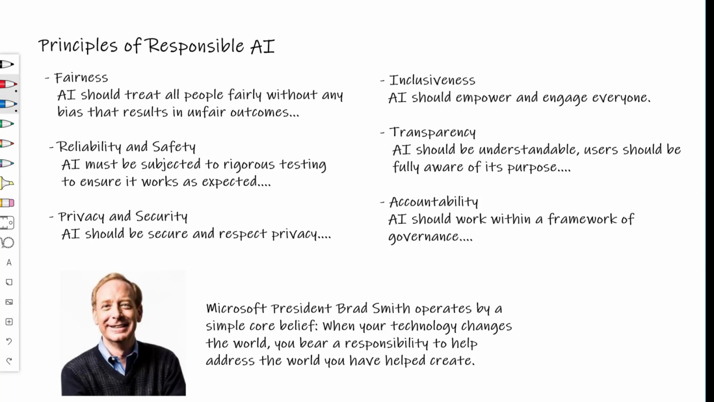At Microsoft, AI development is guided by a set of 6 principles. We believe that AI should be inclusive and treat all people fairly. To that end, we need to ensure that the systems we build are subjected to rigorous testing so that they work as expected and respect the safety and the privacy of their end users. Furthermore, it needs to be understandable, ensuring that users are fully aware of its purpose and any limitations, following a suitable framework that ensures governance. In fact, Microsoft President Brad Smith said it best: "When your technology changes the world, you bear a responsibility to help address the world you've helped create."